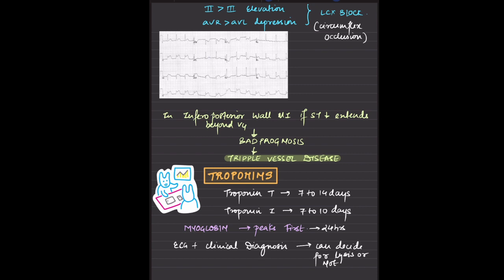Coming to the troponin levels. Troponin T and troponin I both can be done because they stay elevated for 7 to 14 days, 7 to 10 days. Myoglobin levels are actually very fast and peak at 24 hours and are not done, right? So on the basis of ECG and clinical diagnosis, we can lyse the patient. Do not rely on the troponin.